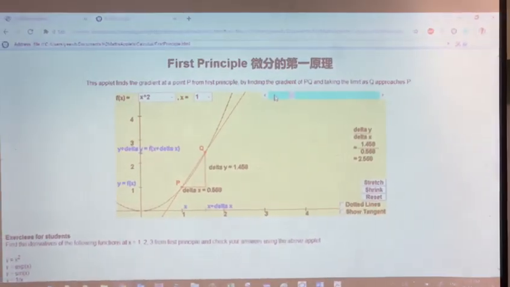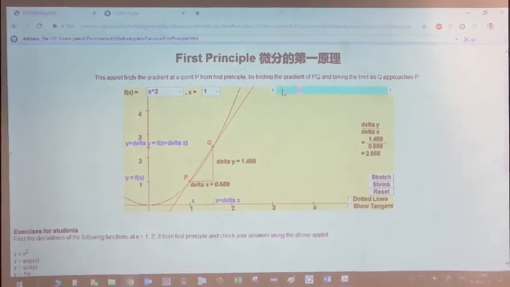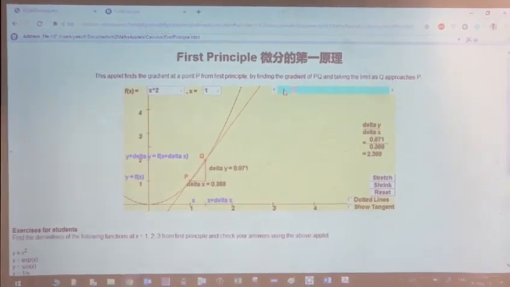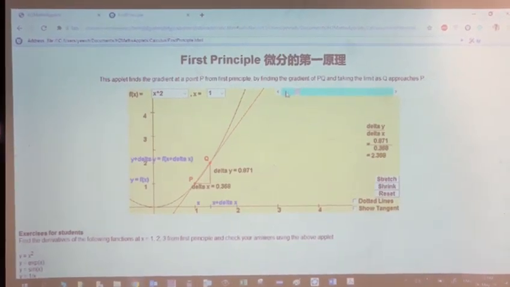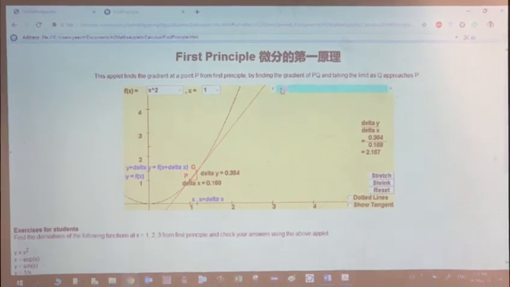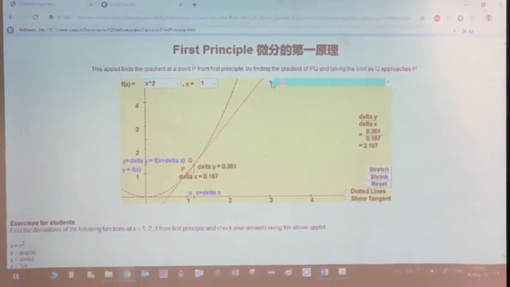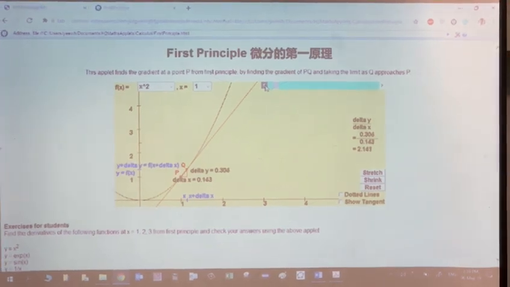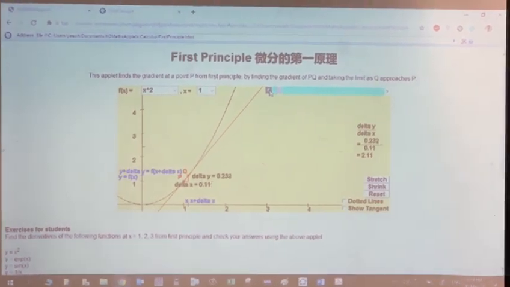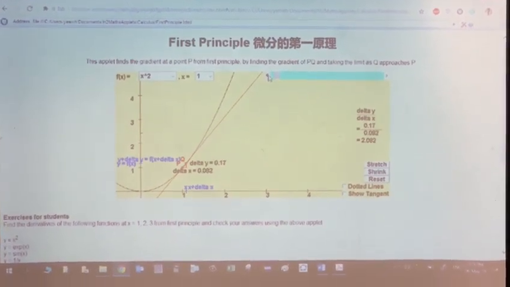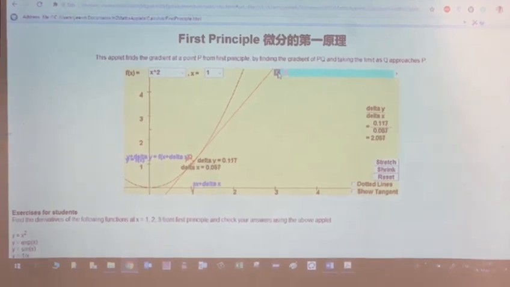The values get smaller and smaller. And look at the gradient, now it's 2.3 something, 2.2 something, 2.1 something. Does it become 0 eventually? What does it become? Can somebody tell me? Yeah, it won't become 0, it becomes 2, correct?